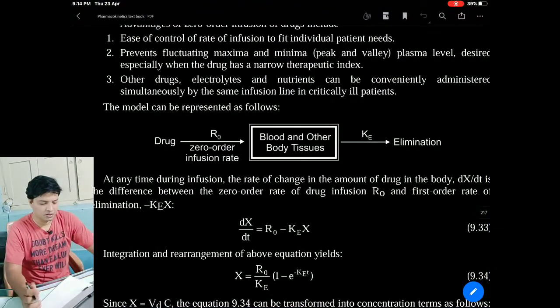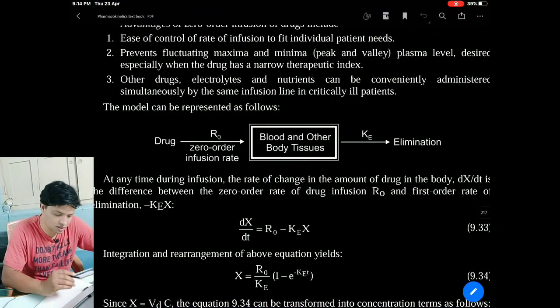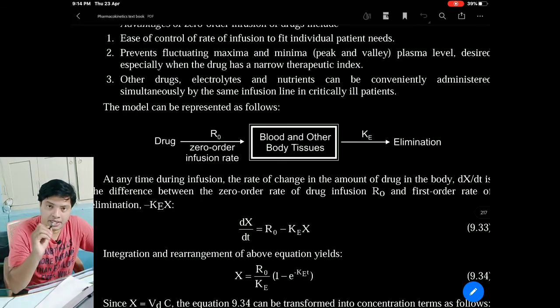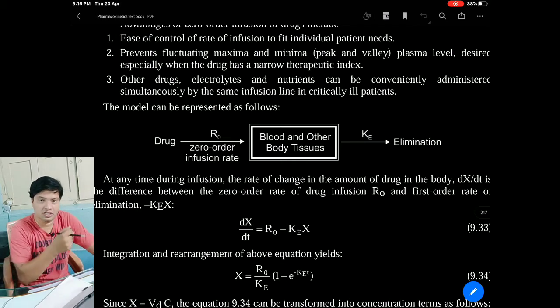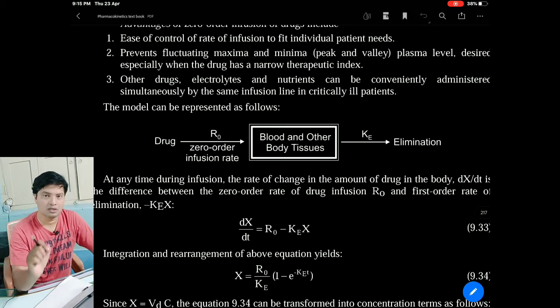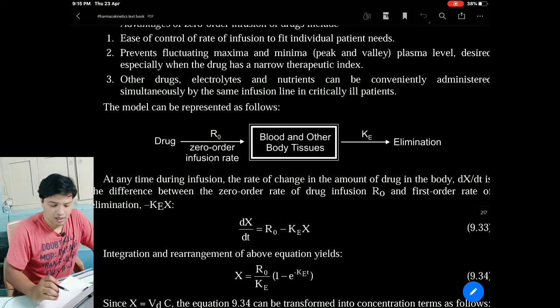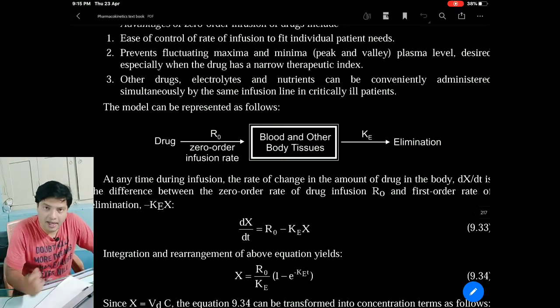So the model can be represented as follows. The drug we are giving is a zero order rate infusion. Why are we calling it a zero order infusion? Because the rate is constant. The infusion rate which you are giving here will be constant. It is not dependent on your drug concentration. But elimination depends on the drug concentration. It follows first order.